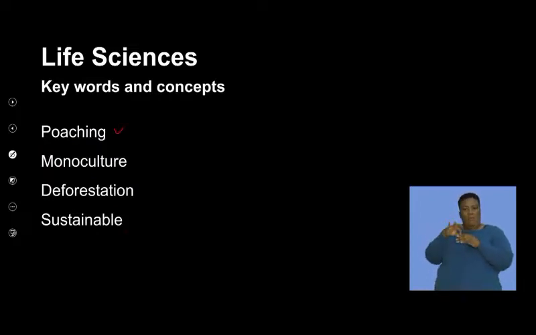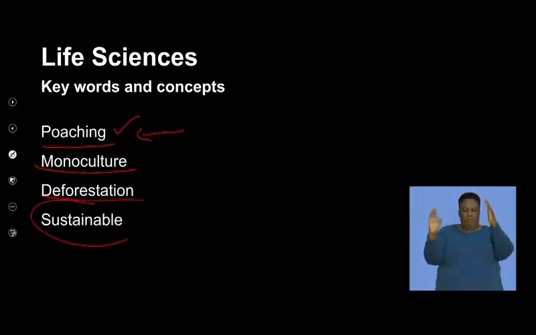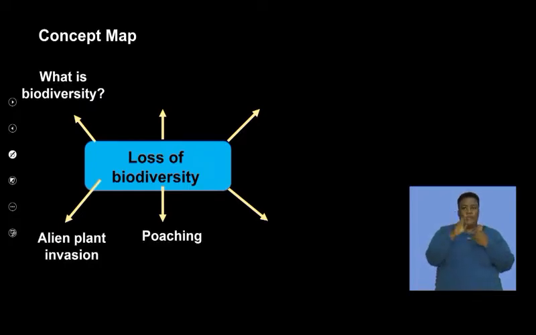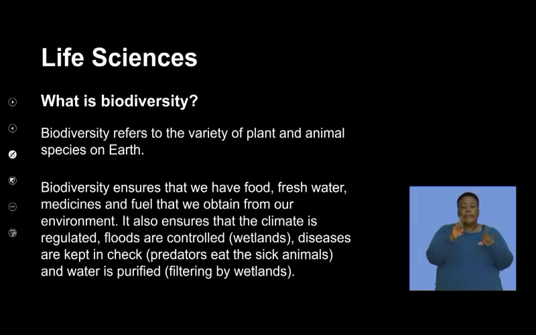We also need to spend some time looking at poaching and the impact that poaching has on species in the context of biodiversity in South Africa. We've discussed monoculture previously, but we've got to look at how monoculture reduces biodiversity, the impact of deforestation, as well as the sustainable use of our resources in terms of protecting our biodiversity. So let's try and understand what biodiversity is and unpack that concept.